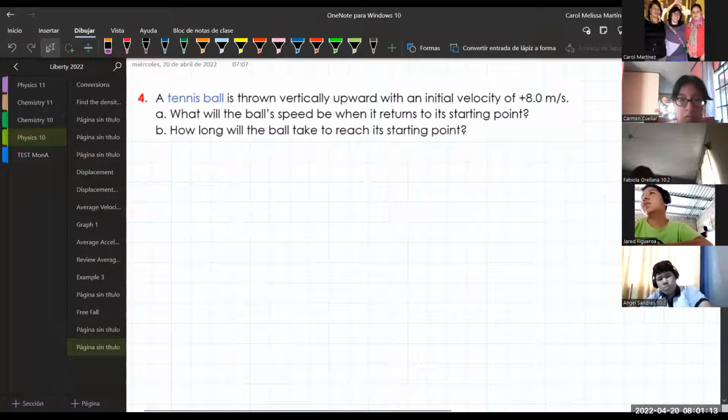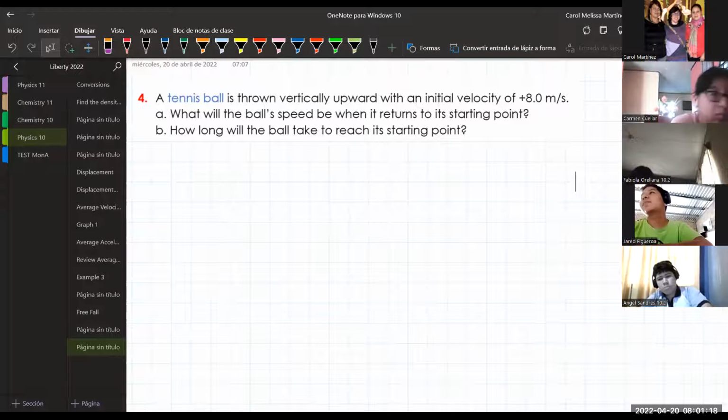Well, in this exercise, a tennis ball is thrown vertically upward with an initial velocity of 8 meters per second. So they are giving me the first information about the object. The object is a ball, okay?